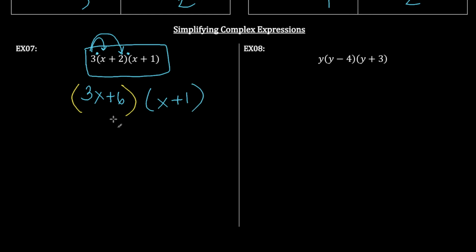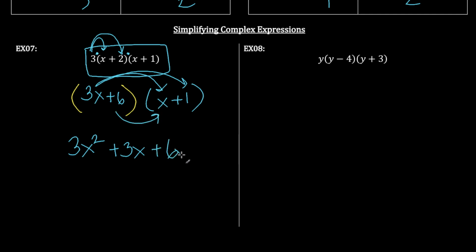Don't forget that when you use the distributive property, you need to multiply the 3x times the x and the 1, and the same for the 6 times the x and the 1. So a positive times a positive is a positive. 3x times x is 3x squared. A positive times a positive is a positive. 3x times 1 is 3x. All right, a positive times a positive is a positive. 6 times x is 6x. And a positive times a positive, once again, is a positive. 6 times 1 is 6.